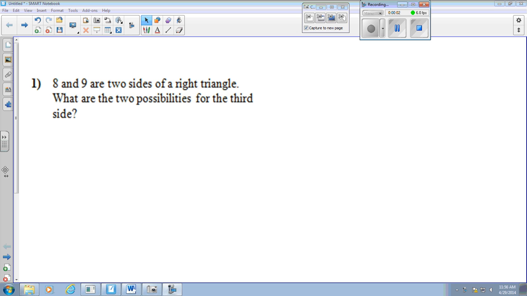Here we are on our review worksheet. Let's take a look at one problem from each section. Hopefully this will give you an opportunity to see how some of these are done. Let's look at number 1.